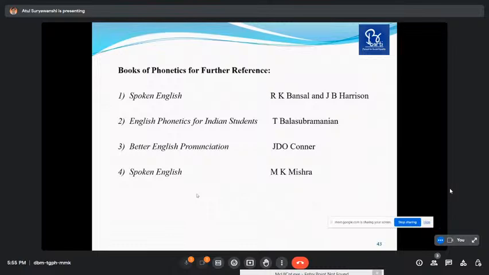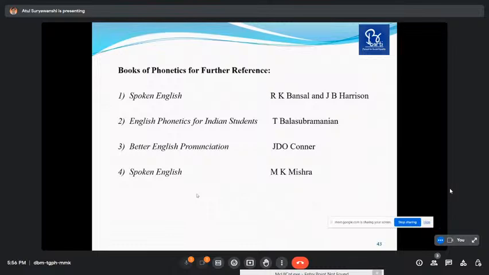As English is a foreign language for us, this book written by T. Balasubramanian informs us about English phonology in detail. We understand certain principles of language in this book. So I humbly request you to please see this book for further reading and reference. The third book, which is very important, is Better English Pronunciation written by J.D. O'Connor.